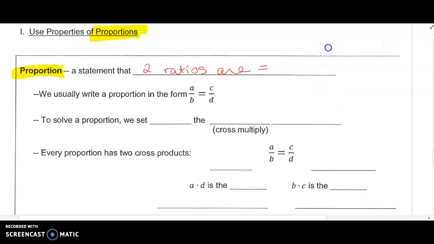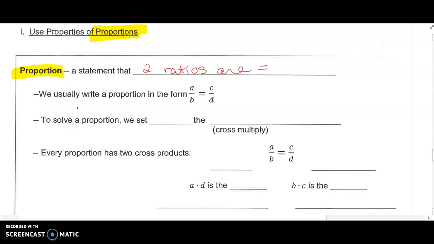All right, so you guys have done this before. So when you cross multiply, 6 times 3 is 18x. And we have 4 times 27 is 108. And we divide both sides by 18. And x equals 6. Right?